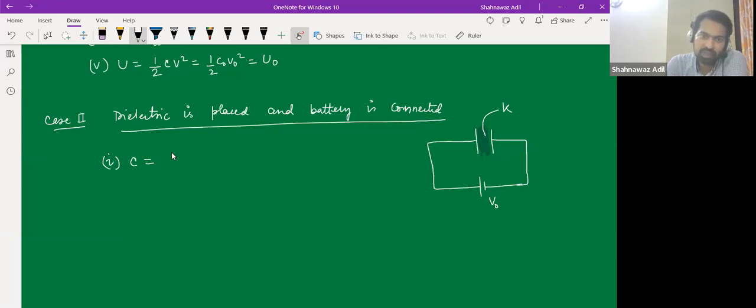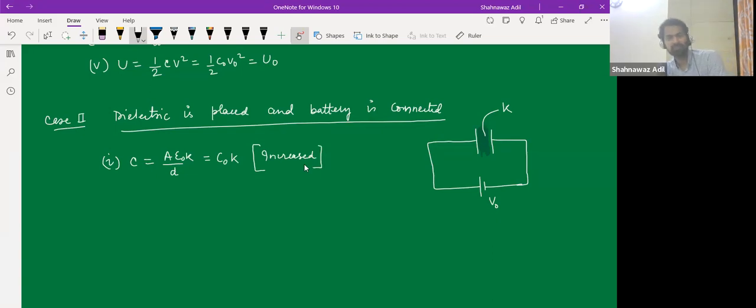C is epsilon naught A by D, and with the dielectric, let me write it with K. So this epsilon naught A by D is C naught, and then K. So I can say that the capacitance will increase. Is this part clear, everyone?